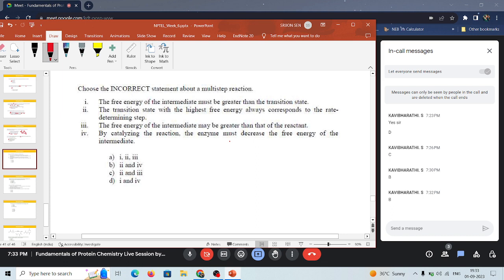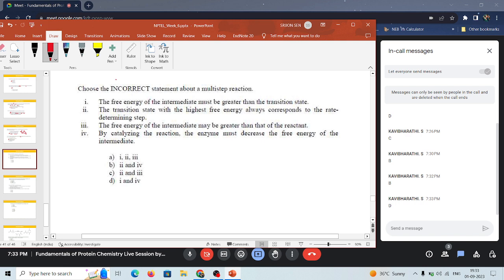So what are the options given? 1, 2, 3, 2 and 4, 2 and 3, 1 and 4. Which of the following do you feel are incorrect? D. Okay, but see option number.